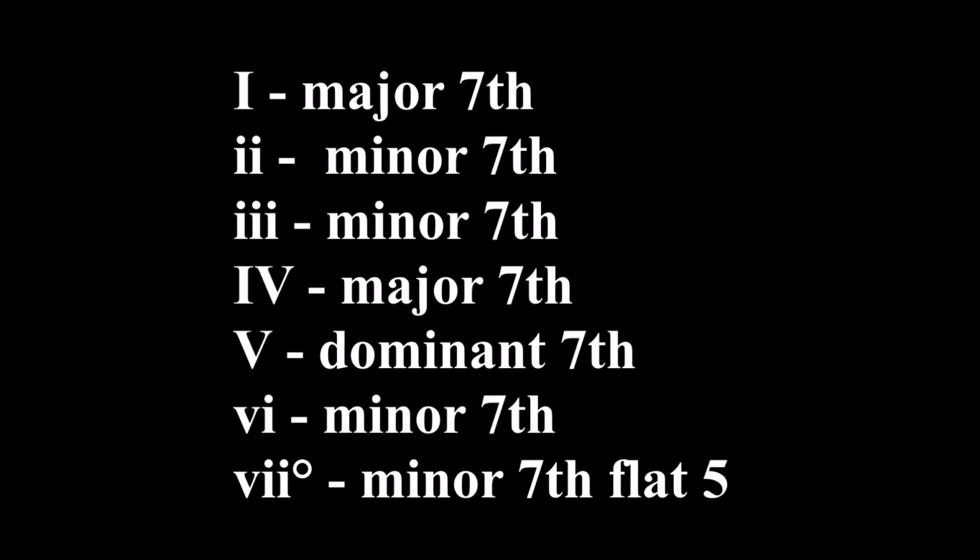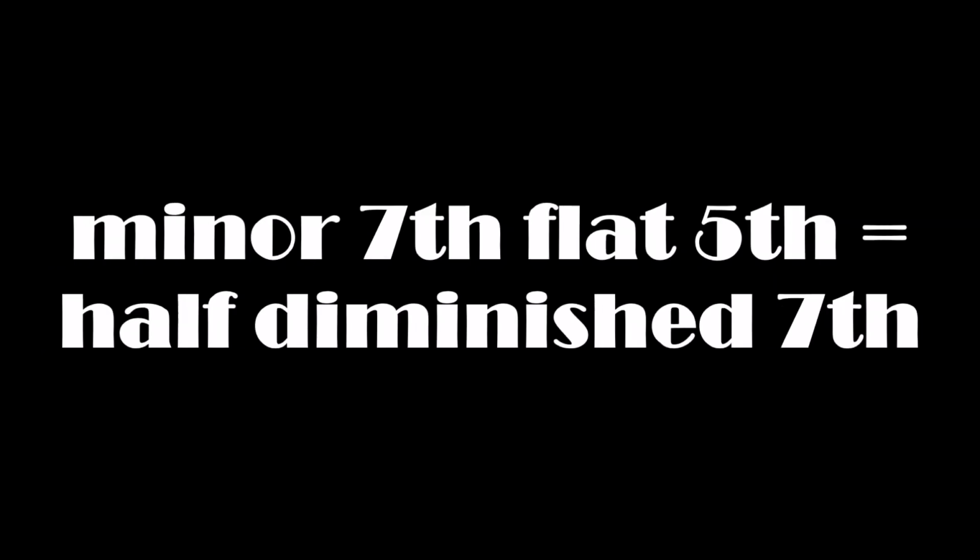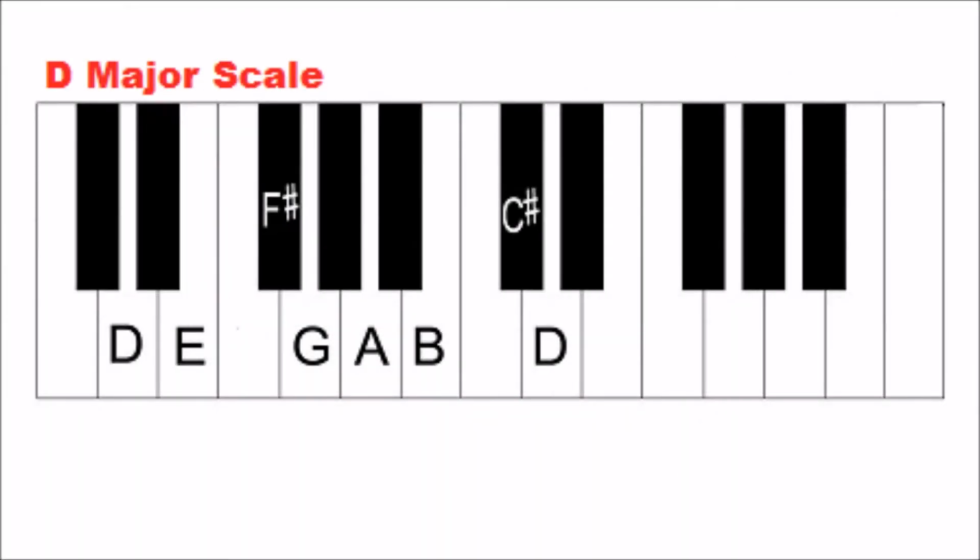The chord pattern for sevenths is major seventh, minor seventh, minor seventh, major seventh, dominant seventh, minor seventh, minor seventh flat 5th. A minor seventh flat 5th chord is also called a half diminished 7th chord. Notice that for each 7th chord in the key of D major, every note is part of the D major scale.